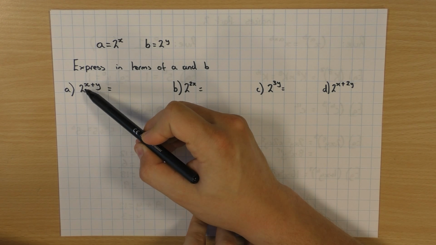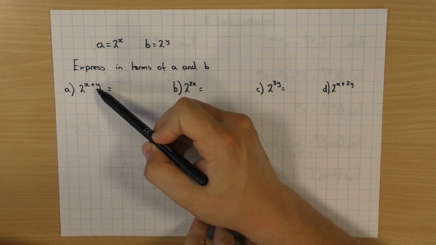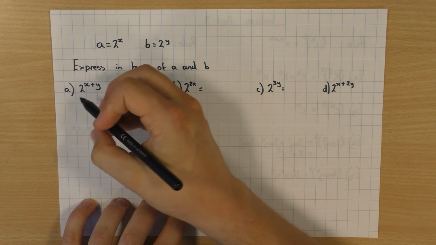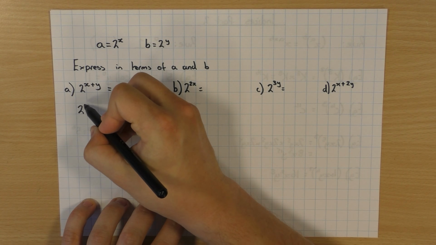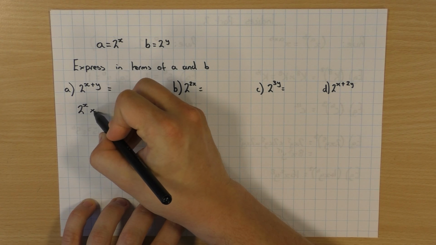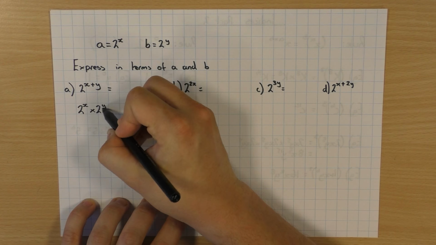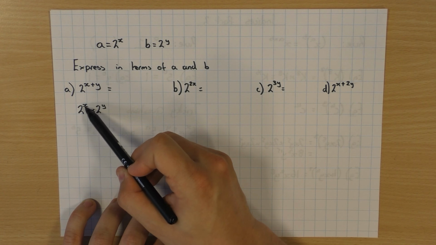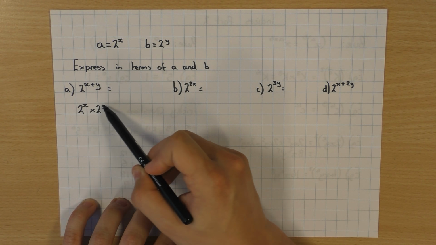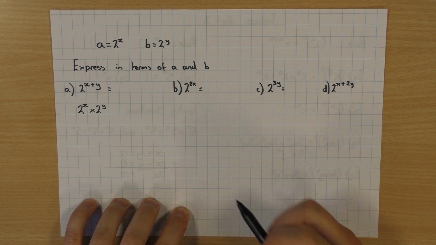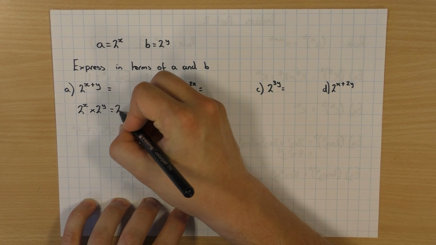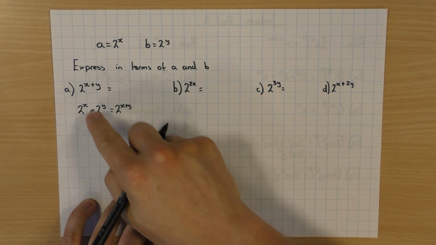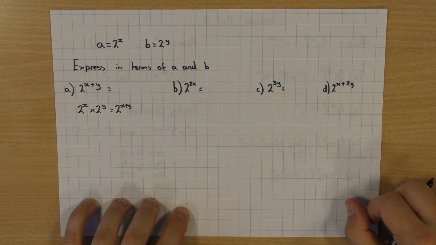If I've got 2 to the power of x plus y, we can use the first rule. So that's just 2 to the power of x times 2 to the power of y. Okay? Those two are exactly the same thing. Remember, I add the powers, so I would have that 2 to the power of x plus y. So I've just rewritten it to be like that.